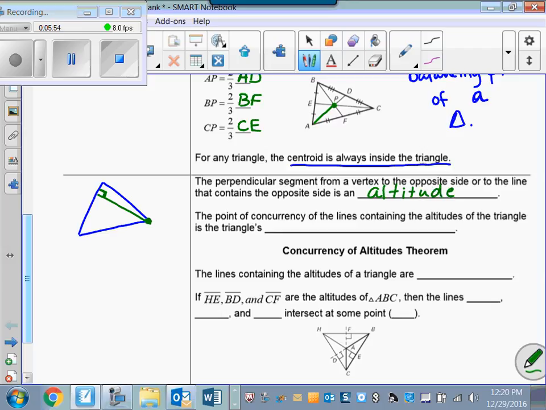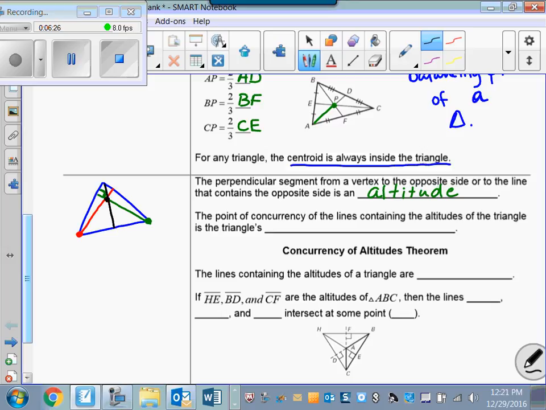Altitude. So from a vertex to the opposite side, perpendicular, doesn't go to the midpoint of the other side. That's a median. Okay, perpendicular to the opposite side is an altitude. So let me try to find this one. Let's see. That one looks like it'd be about like that. And then this one here looks like it would be about like that.